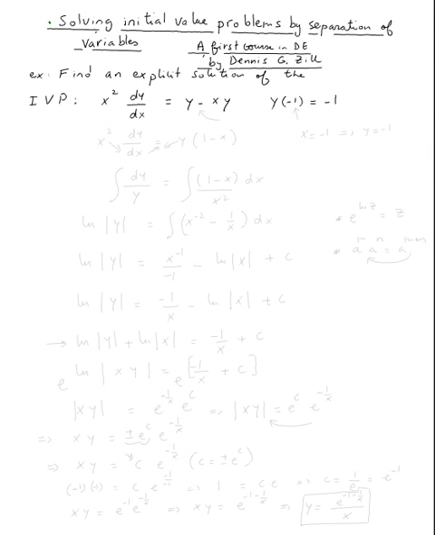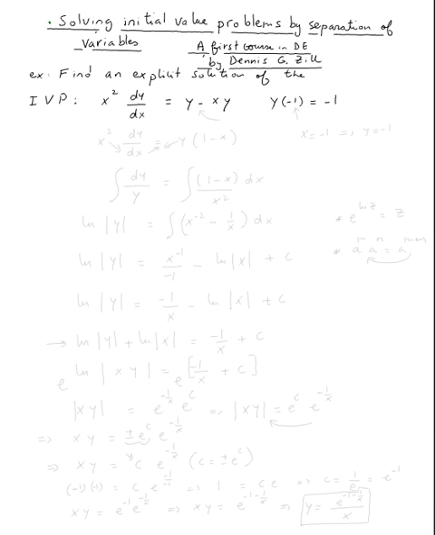The topic is solving initial value problems by separation of variables. So let's do this example. Find an explicit solution of the initial value problem x squared dy/dx is equal to y minus xy, and y of -1 is equal to -1.